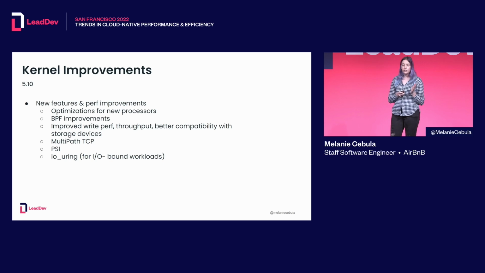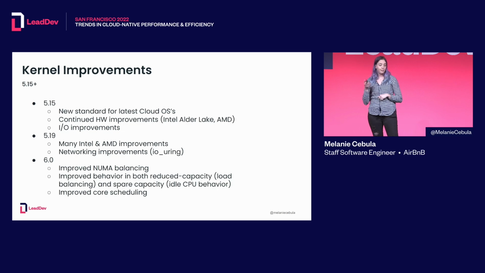Multipath TCP is interesting, but actually I read a research paper on it, and they said in practice it doesn't help in the cloud, so you can just ignore that one probably. PSI, or pressure stall information, which I'll talk more about when I get to containers. And then some I/O wins, such as io_uring, which is being integrated into some Java libraries. And that could be a performance win for I/O-bound workloads.